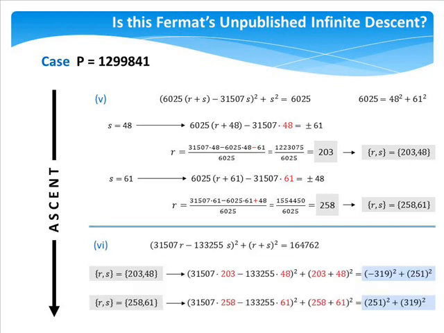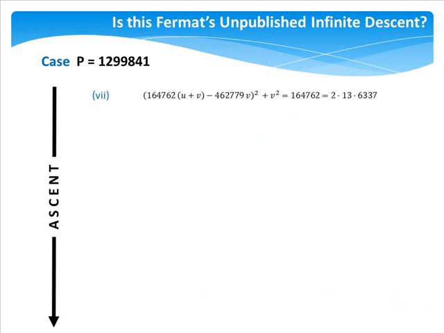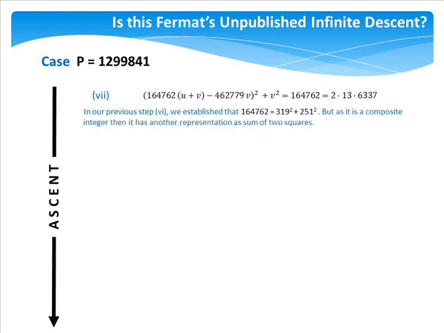Applying those values in the beautiful formula for 164,762, we get that it decomposes as the sum of 319 squared plus 251 squared. So we established that 164,762 equals 319 squared plus 251 squared. But as it has more than one prime factor, and each of them is naturally also a sum of two squares, as Fermat and Euler proved, then it has at least another representation as sum of two squares.